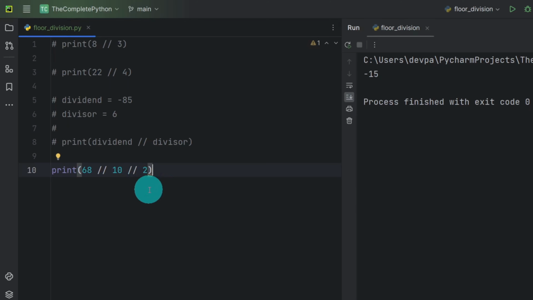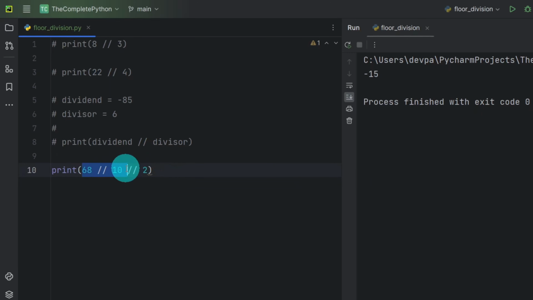In Python, the power operator and the assignment operators, they have associativity from right to left. Rest of the operators that are present in Python, they have associativity from left side towards right side. So we have to evaluate the expression from left to right. Now floor division operator also has associativity from left to right. So we have to evaluate this expression from left to right. First we have to perform this floor division operation and then we can perform this floor division operation.